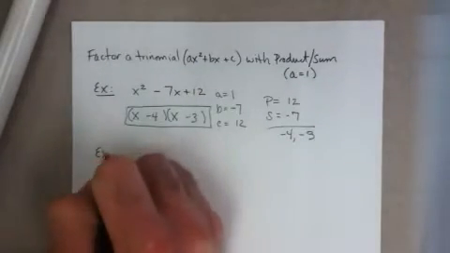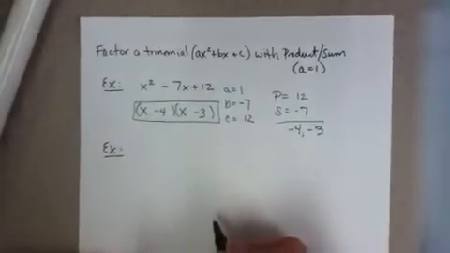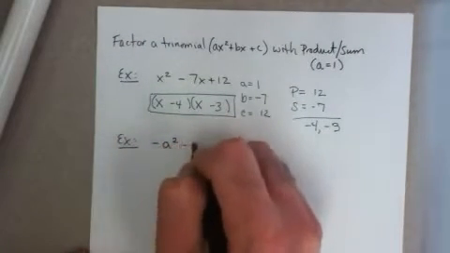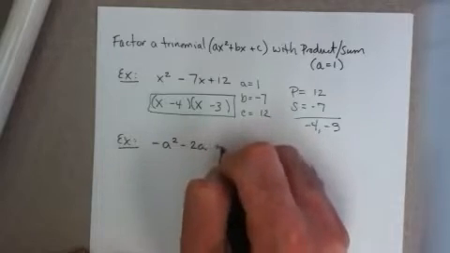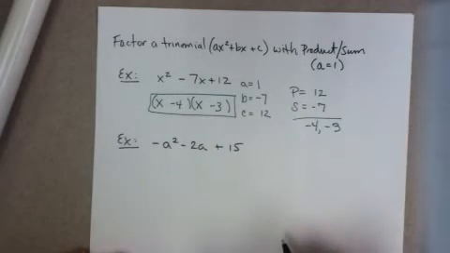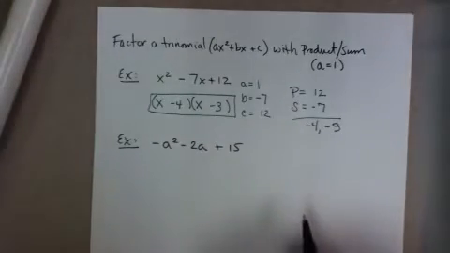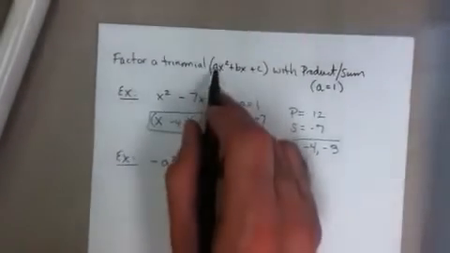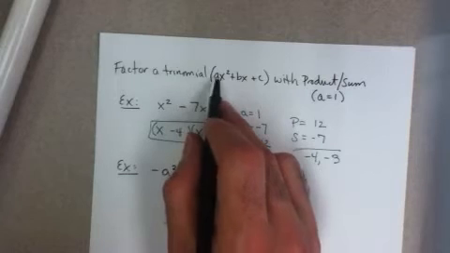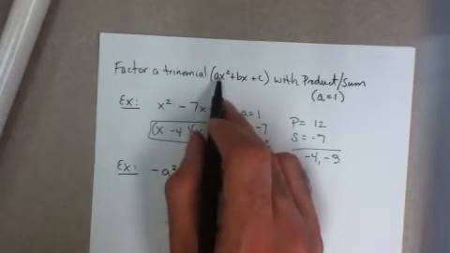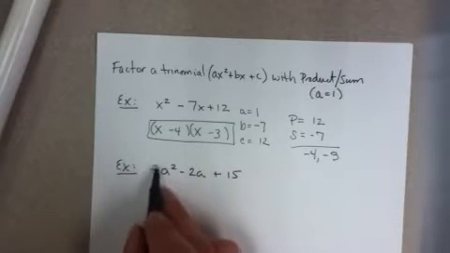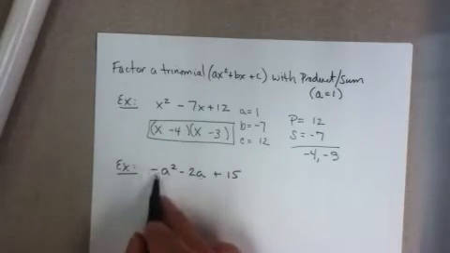Now we'll do a couple other examples to show some other variations. Take this example, -a squared minus 2a plus 15. Now in this case, it may seem at first that a is not 1, and when I say a, I'm referring to this, the leading coefficient, the a up in this form up here. So obviously a is our variable, but the a value would be the coefficient, the leading coefficient. In this case, it's -1.